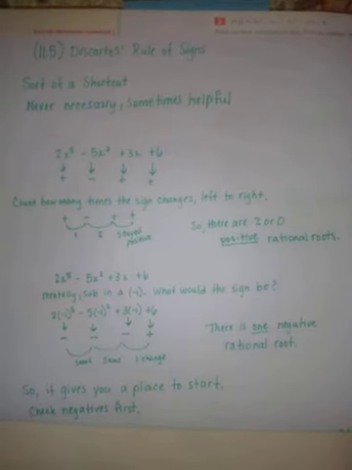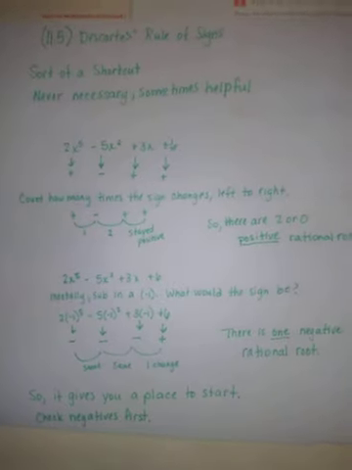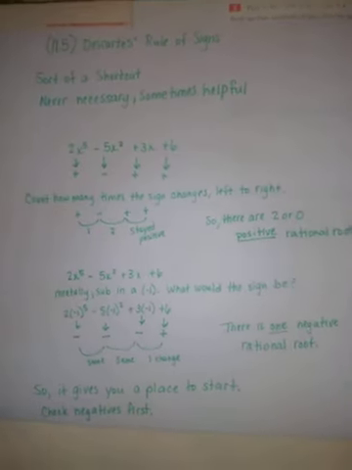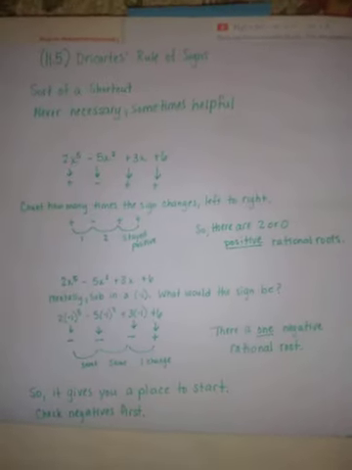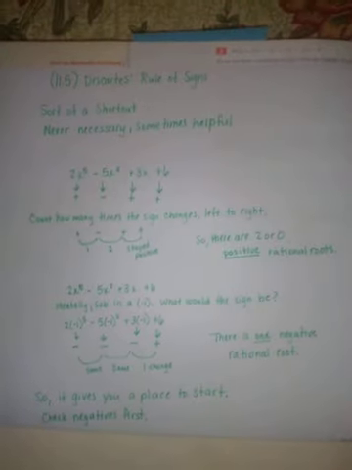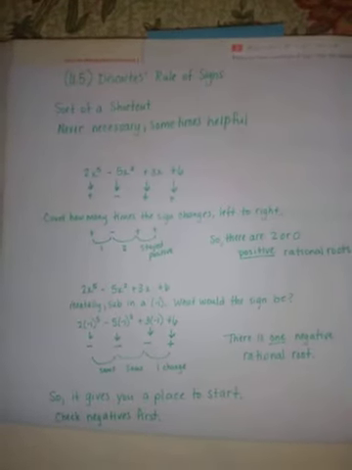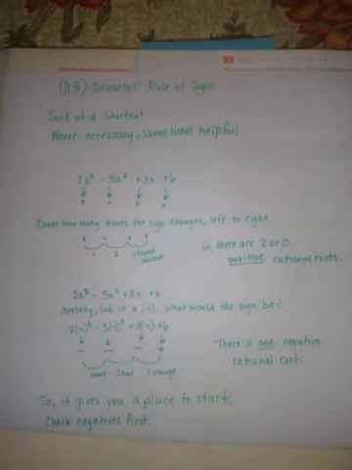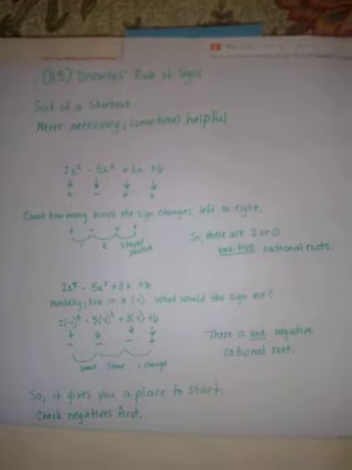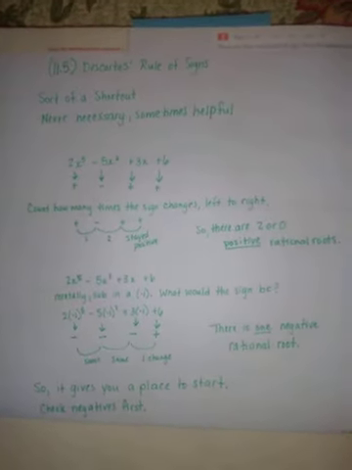Okay, friends, get ready for this super short, super abbreviated version of Descartes' Rule of Signs, Section 5 from Chapter 11 of your book, and the last one we're going to do from this chapter. Descartes' Rule of Signs is sort of a shortcut. It's never necessary, but sometimes it helps us out. Technically, you don't actually have to use this to solve any of the problems we're trying to solve, but sometimes it can be a big help.